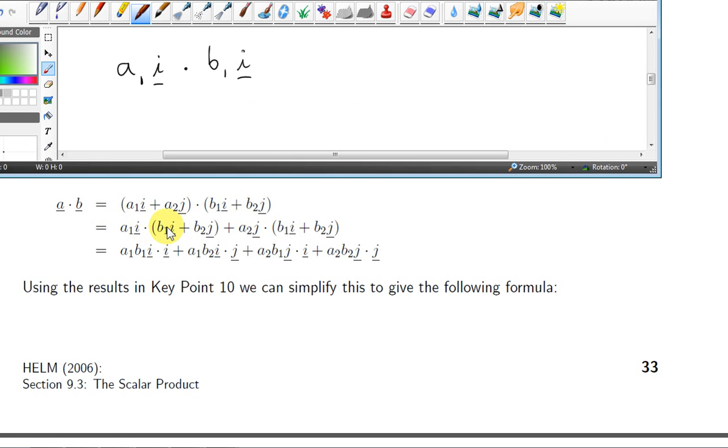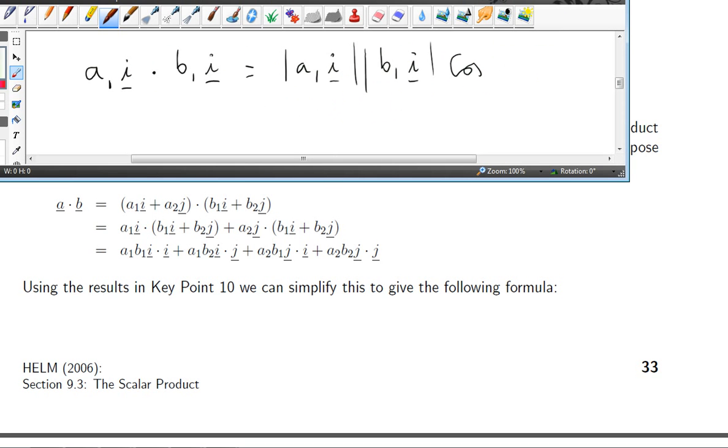So let's look at a1 i dot b1 i. Well, that's just the magnitude of a1 i multiplied by the magnitude of b1 i multiplied by the cos of the angle between these two vectors. Well, the angle between them is 0, of course. The cos of 0 is 1. These two vectors are both in the positive i direction. So here we just get a1.